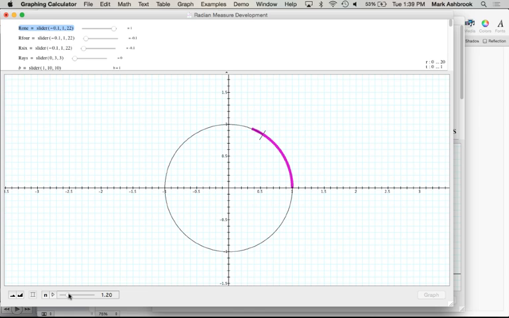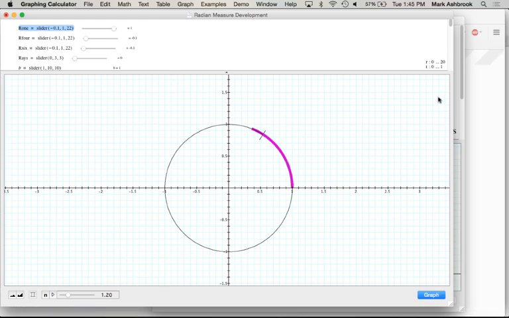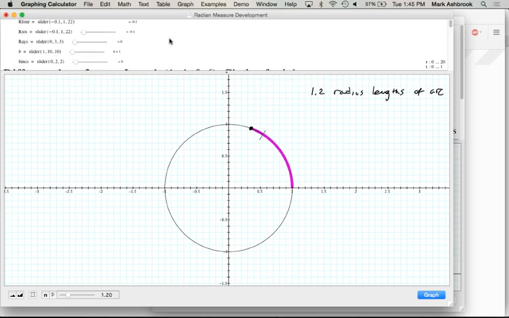So I've got 1.2 radius lengths from the positive x-axis along the circle, counterclockwise around the circle, okay? We're back. Here we go. So this was, what, 1.2 radius lengths of arc, right? And then we said that gives us a point right here. And we wanted to talk about the x and y coordinate of that point, but we're going to still measure everything in radius lengths.